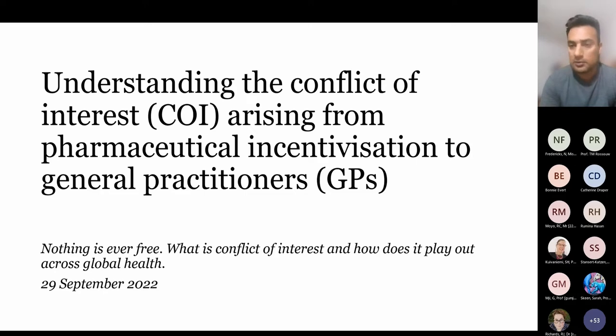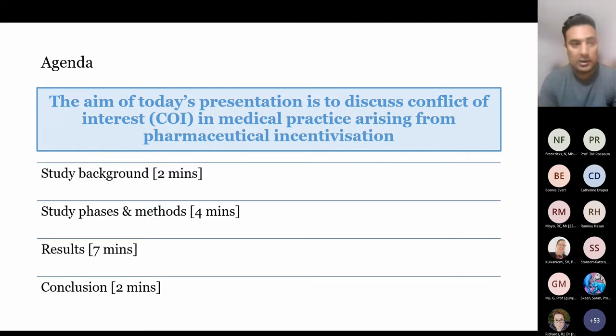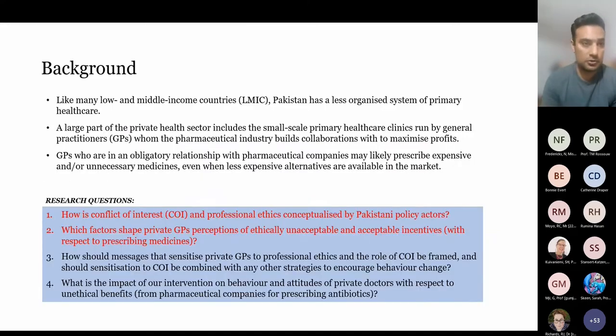Mishal Khan, who is an associate professor at LSHTM and is the principal investigator of the project. Dr. Sadia Shakur, who is the principal investigator from AKU. She is an associate professor and a clinical microbiologist. Dr. Romina Hassan, myself, Dr. Samin, Dr. Rihanna, and Miss Afifa, who is from LSHTM. So this study is being conducted by a quite diverse and large team. And in today's agenda, I will be discussing my study background, study phases and methods, results, and a brief conclusion.